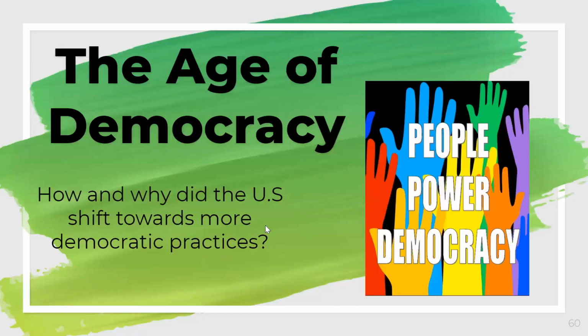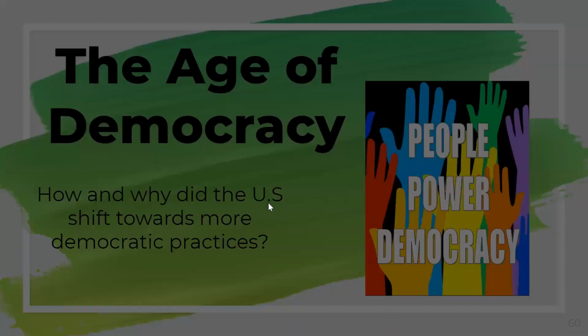Okay, so we're getting towards the end of this unit with Andrew Jackson as president. So we're getting into the 20s here, just so we can start the story of Jackson, once he's actually elected, the end of the 1820s. So how and why did the US shift towards more democratic practices during this age of democracy? Why is this considered the age of democracy in American history?